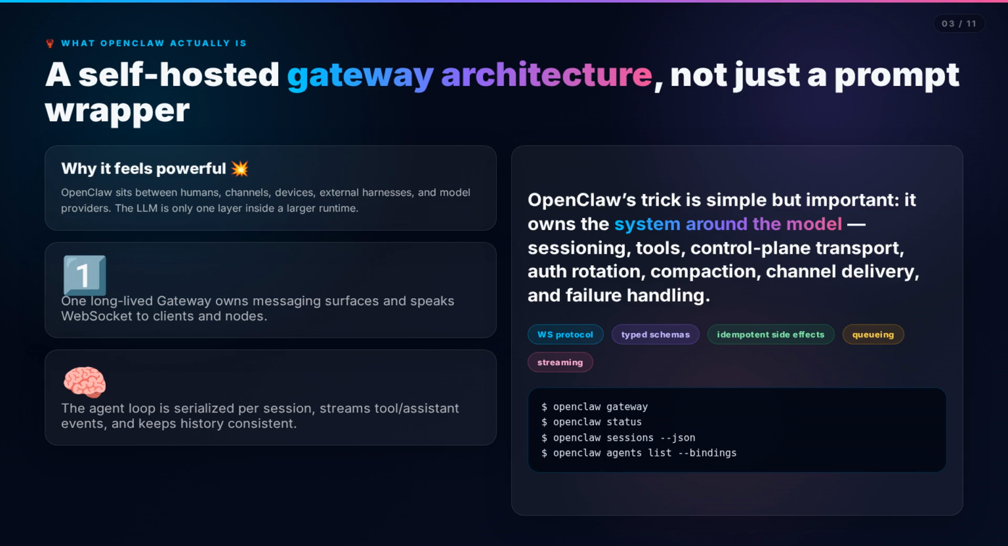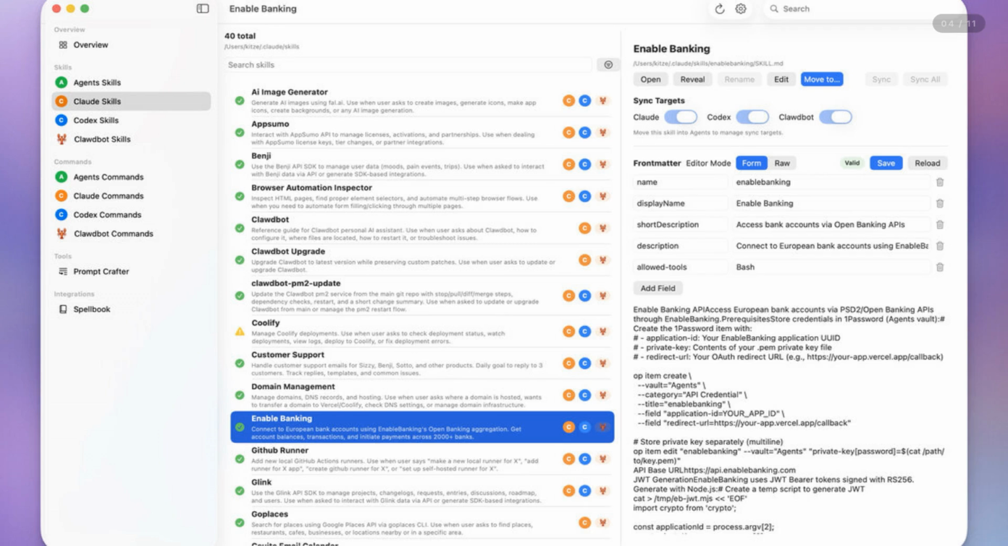It is a self-hosted gateway architecture that wraps messaging channels, device clients, tools, sessions, and model providers into one coherent control plane. The model is important, but the real magic comes from the machinery around it. This is why the system feels bigger than a normal assistant. OpenClaw can sit across multiple interfaces at once, route them into the same brain, and keep the conversation anchored in one persistent environment, instead of treating every request like a fresh, stateless chat.